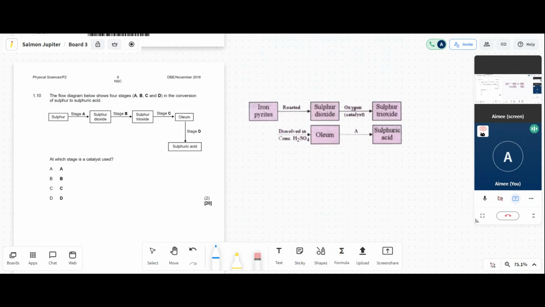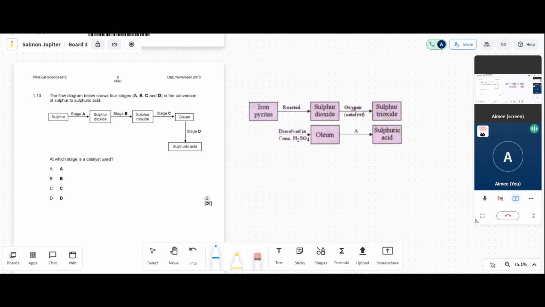Now we move on to 1.10. The flow diagram below shows 4 stages, A, B, C, and D, in the conversion of sulfur to sulfuric acid. And they want to know, at which stage is a catalyst used? I think this information is in one of the chapters of your book, either the chemical industry or fertilizers, but I think it'll be in the chemical industry side of things.